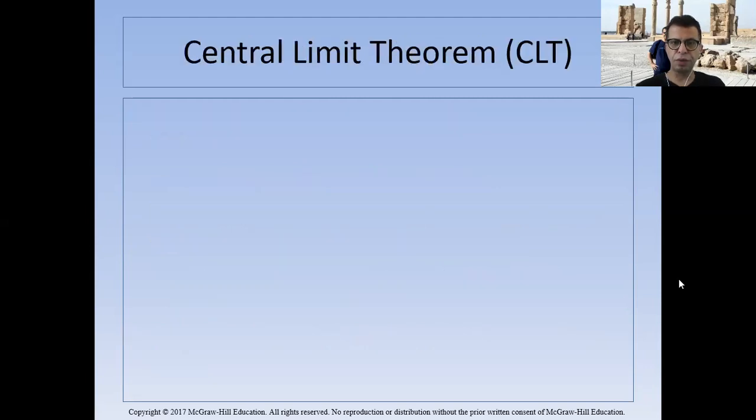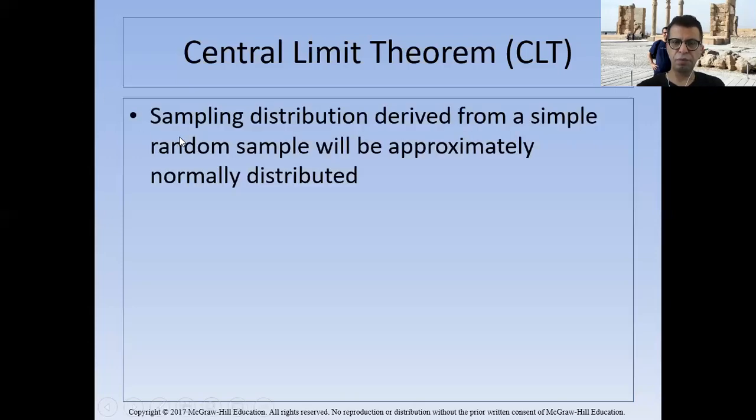Now, there is a theory called the central limit theorem. It is a very important objective that you need to understand. It's about the sampling distribution that is drawn from a random sample. A random sample will be approximately normally distributed.